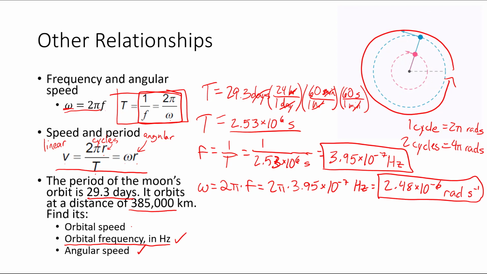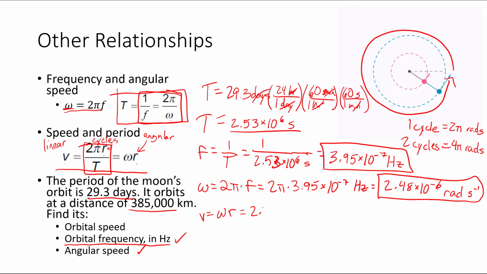And then last of all, let's find our orbital speed. Well, orbital speed, we know omega, we can just use v equals omega r. You know, we could also use distance over time. We could use 2 pi r over the period. That'd be totally fine too. But I already have omega, so let's just use omega r.